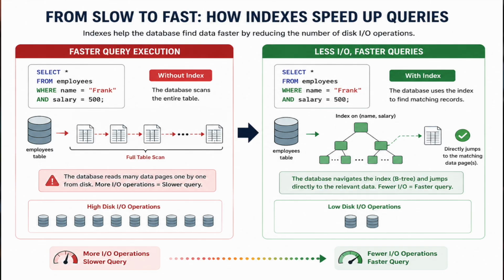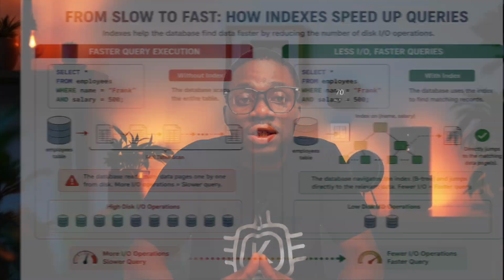Now, if you don't apply a database index on columns that are mostly queried, let's say the name column or the salary column, anytime you write your query, let's say select all from the table where name is equal to Frank and salary is greater than 5,000, what happens is that without a database index, your query is going to make a full table scan, and a full table scan is equivalent to making a lot of IO operations or disk operations, which is expensive.